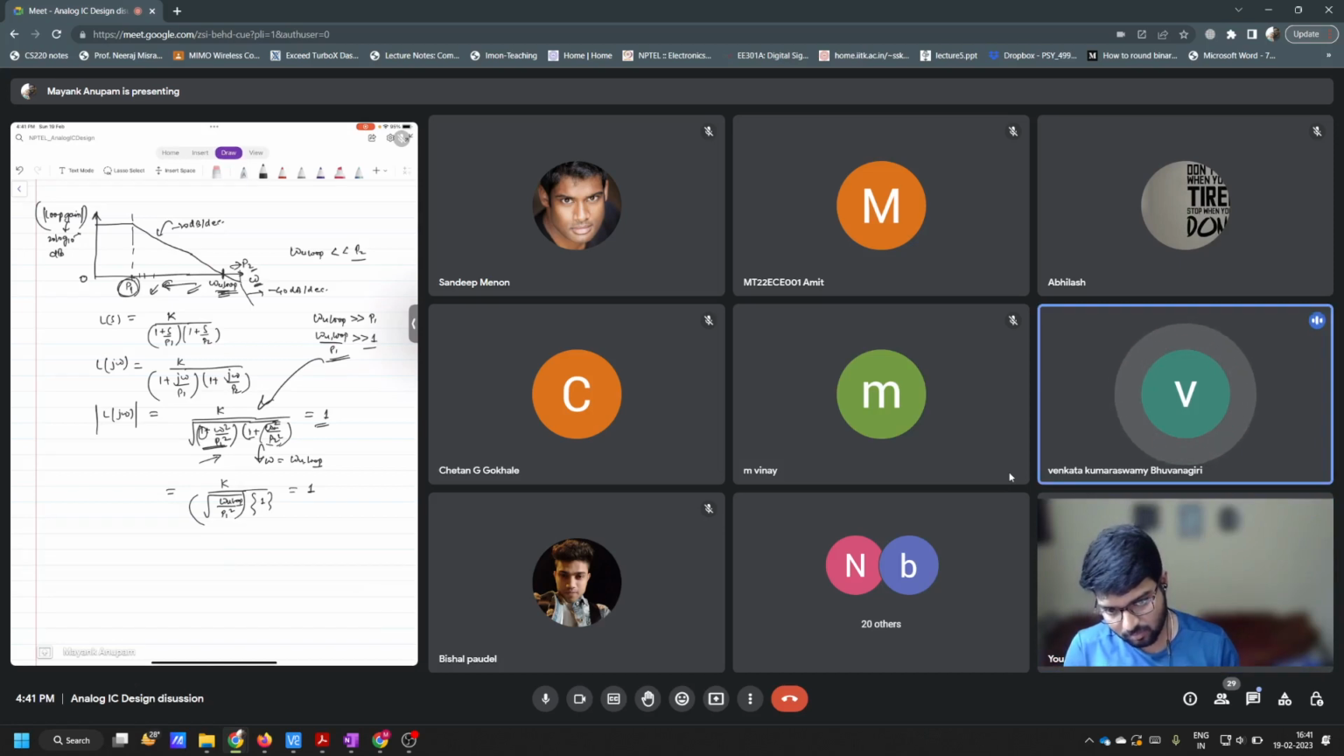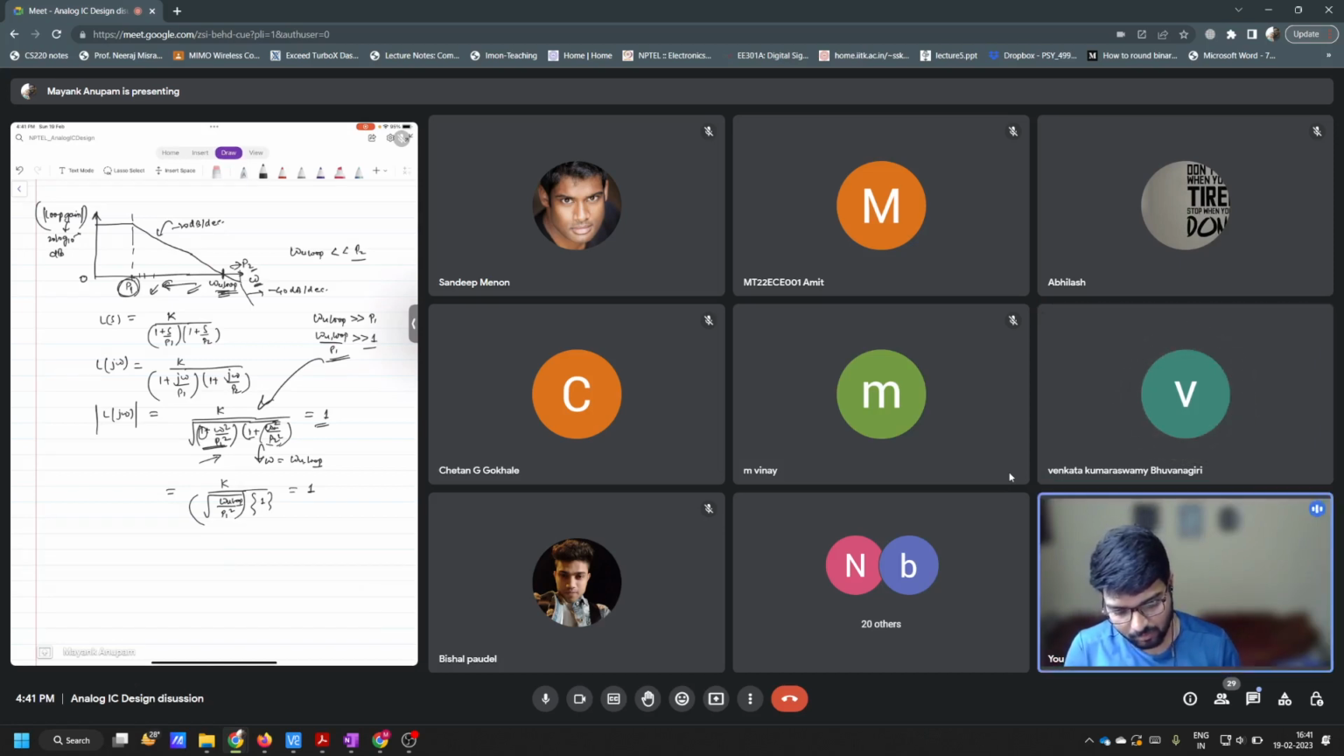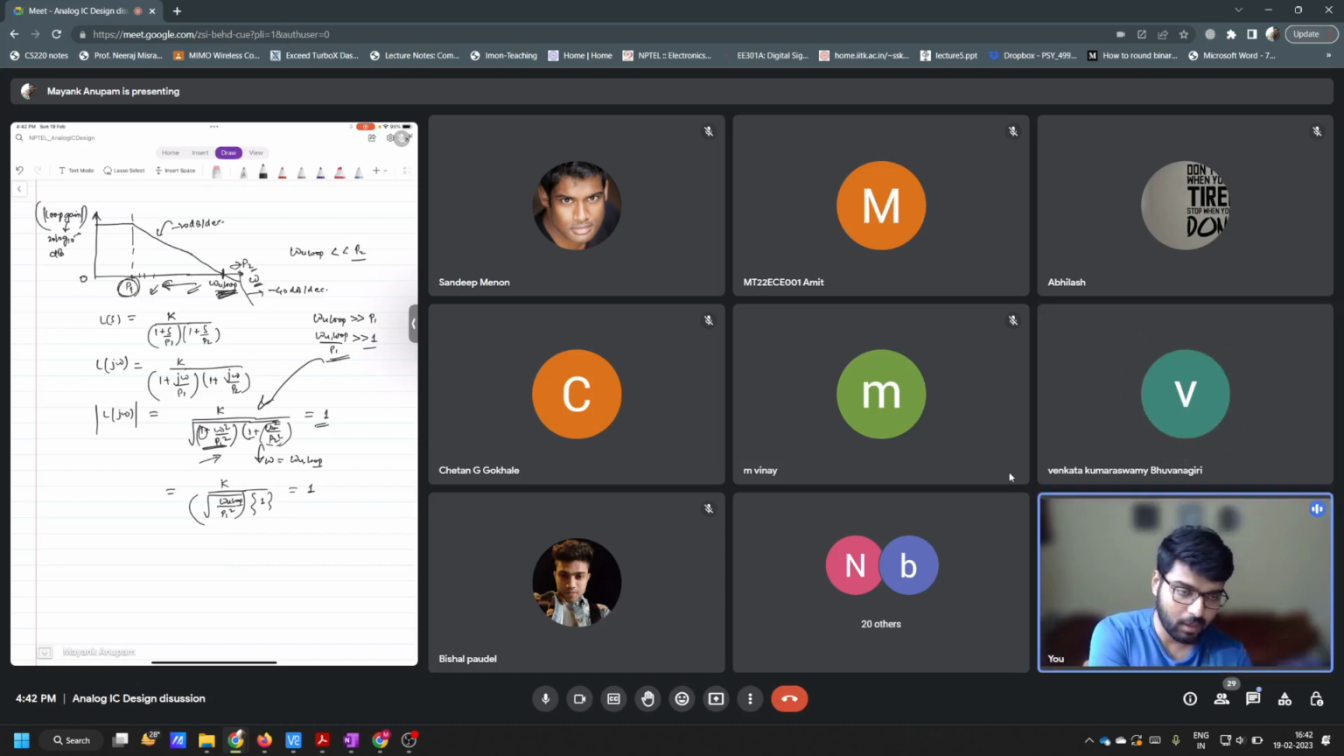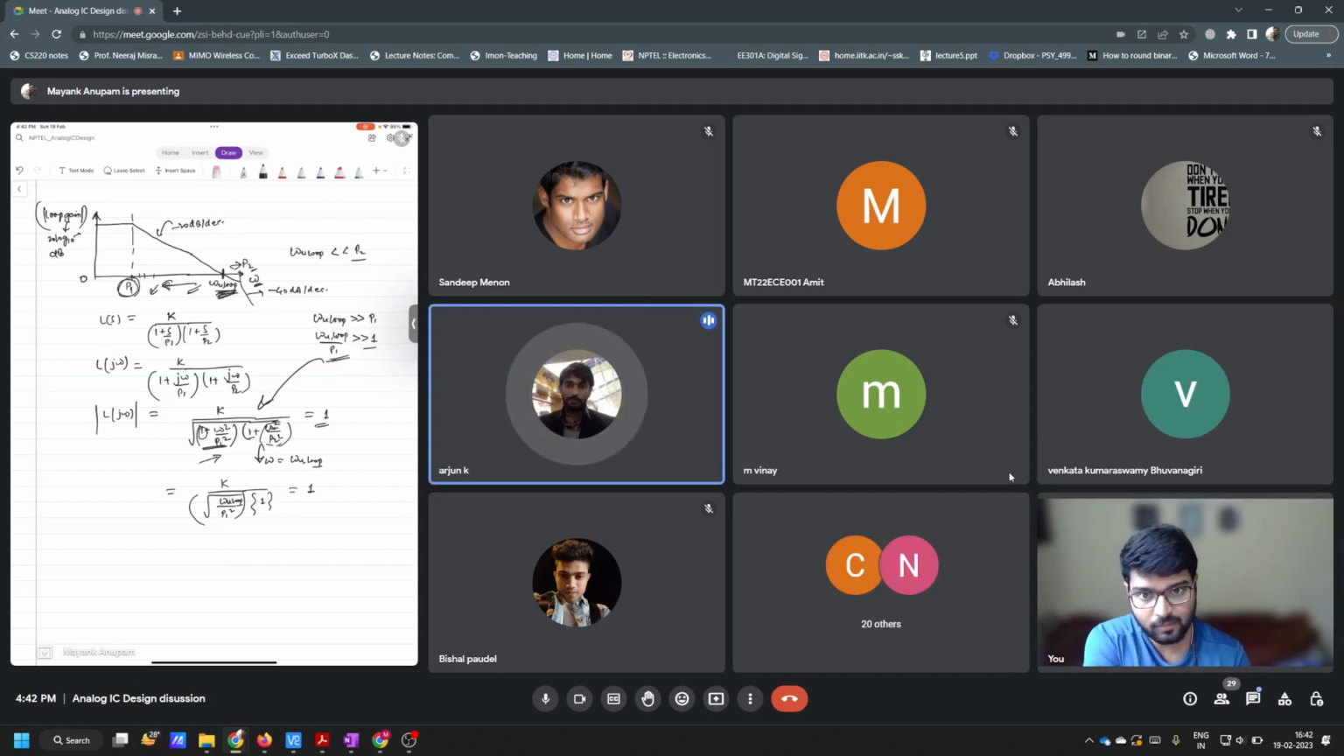Sir, also explain the bandwidth in these characteristics. What is meant by bandwidth? So this is the bandwidth, the UGB, unity gain bandwidth, omega U loop. That itself is the bandwidth, right? This is the unity gain bandwidth. Okay, sir. Unity gain frequency and unity gain bandwidth are both the same.